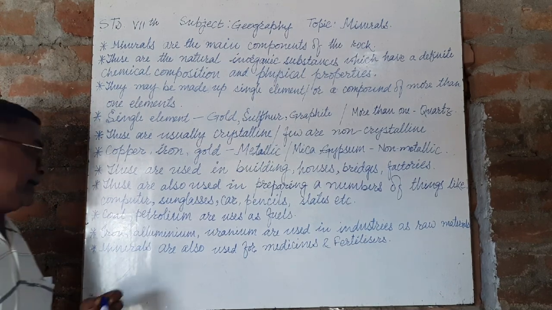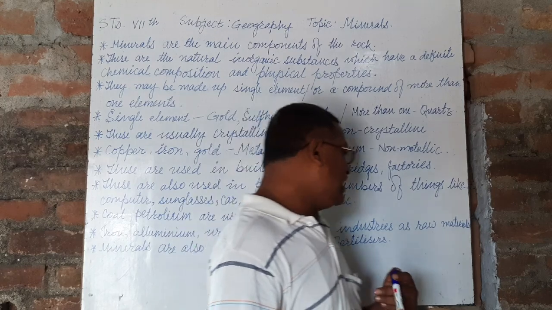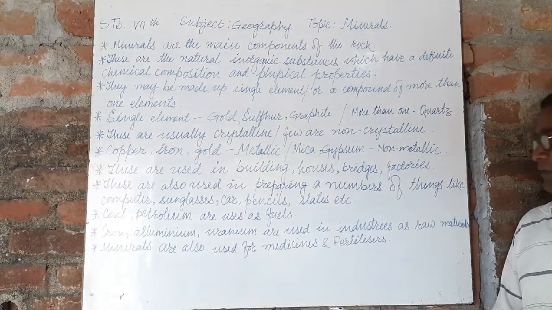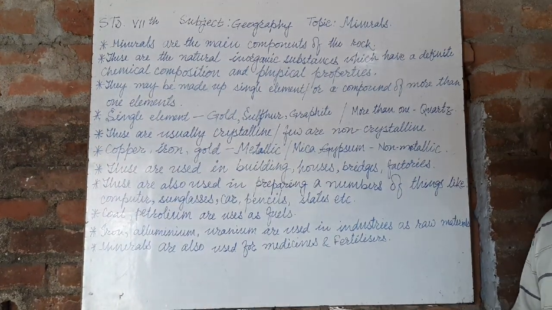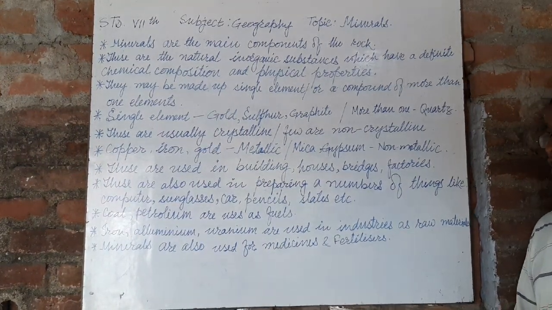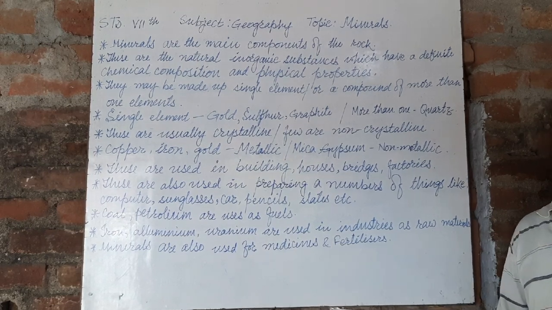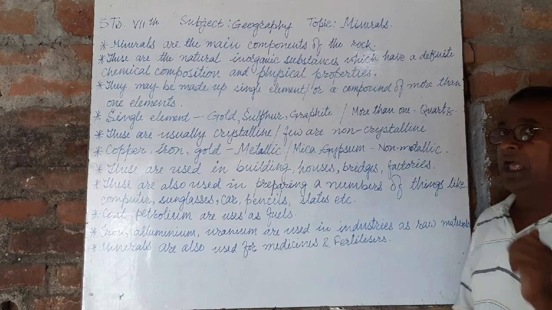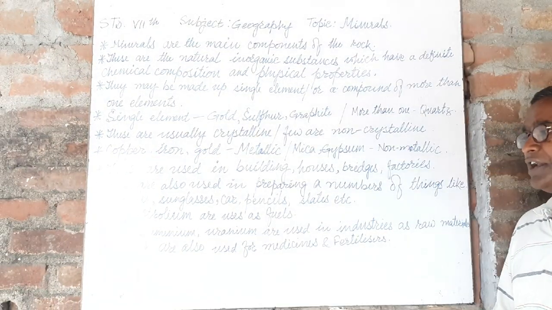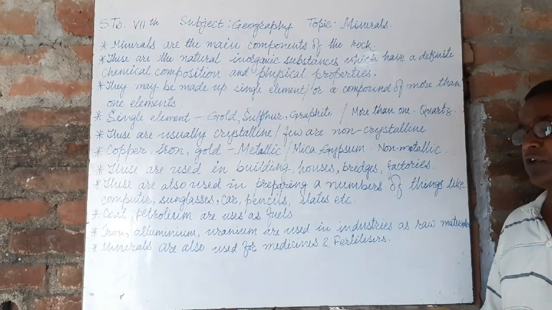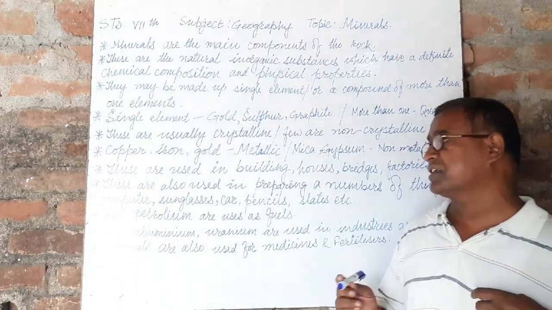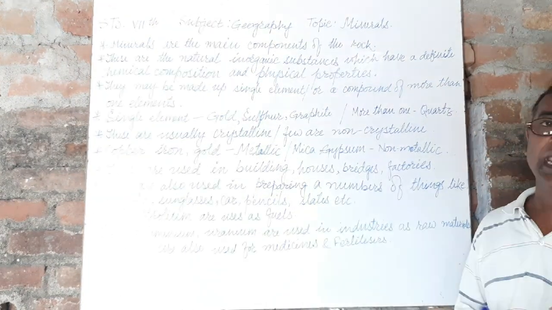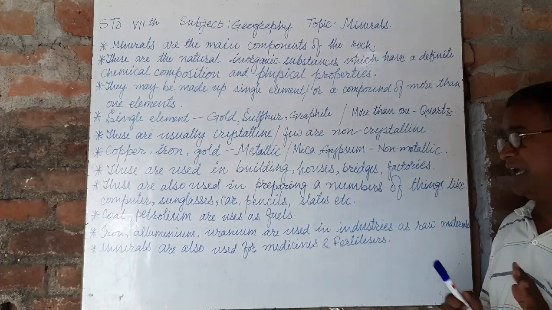Another is iron, aluminium, uranium. These are used as raw materials in many different industries, like the iron and steel industry, where raw iron and lignite and other substances of iron, aluminium and uranium are used. These are used in many industries as raw materials.